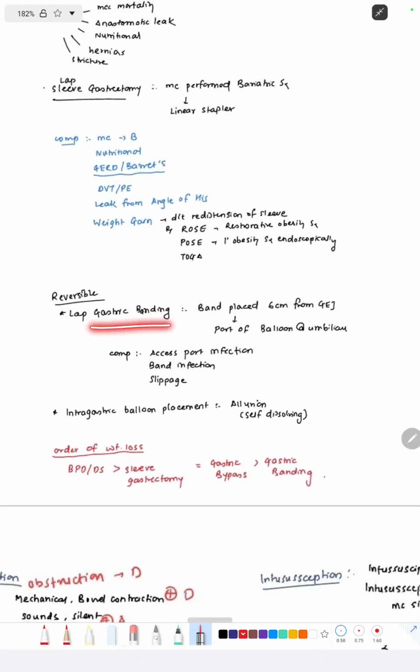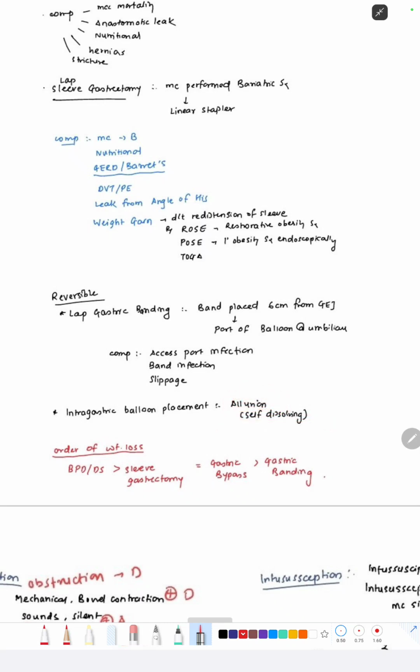Reversible methods include gastric banding. The band is placed 6 centimeters from the gastroesophageal junction. Apart from the balloon, there is the port. The port of the balloon is at the level of the umbilicus. Complications are that there can be port infection, band infection, or slippage of the band. Intragastric balloon placement: it is Allurion, which is self-dissolving in nature.